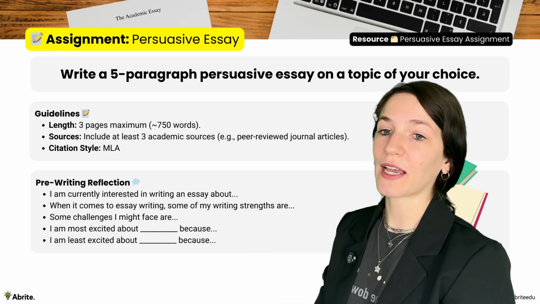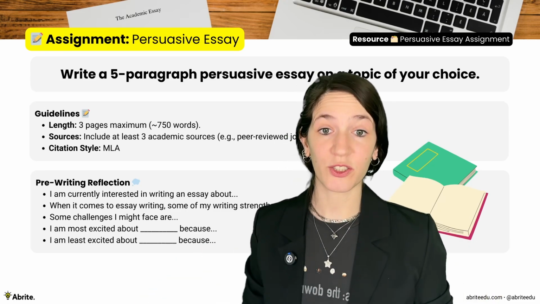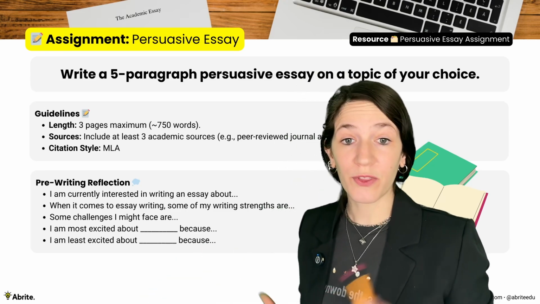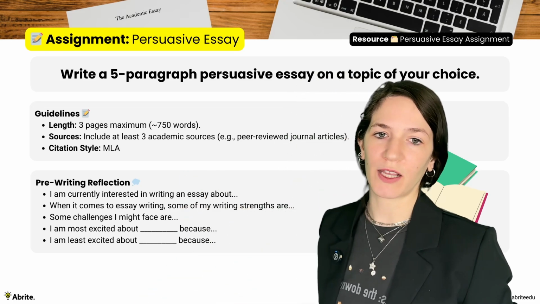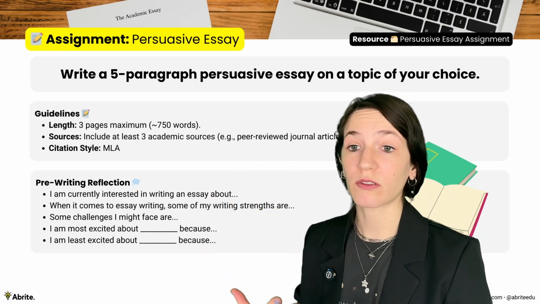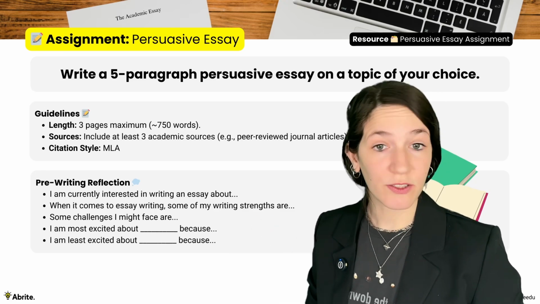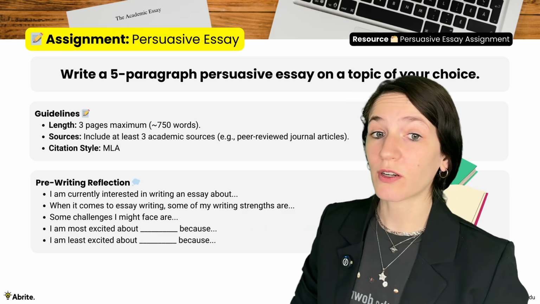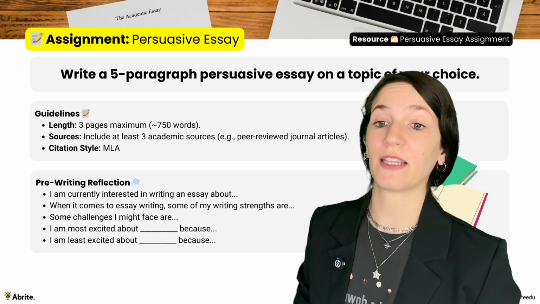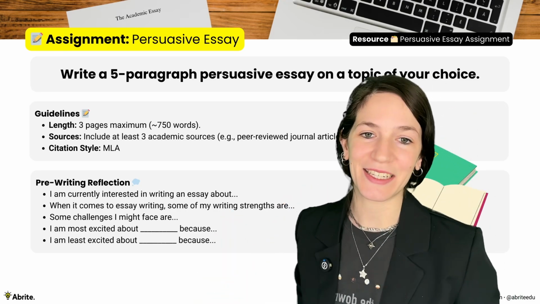We're going to talk more about that. And the citation style is going to be MLA. We are going to cover citation styles as well. So as a warm-up for the next lesson, try this pre-writing reflection. Grab a paper and a pen and just write out. What do you want to write an essay about? What are some of your writing strengths? What are some challenges that you think you're going to face? What are you most excited about this? And what are you least excited about this?